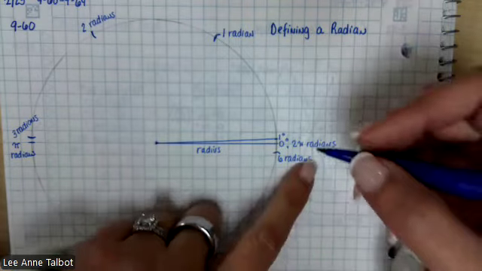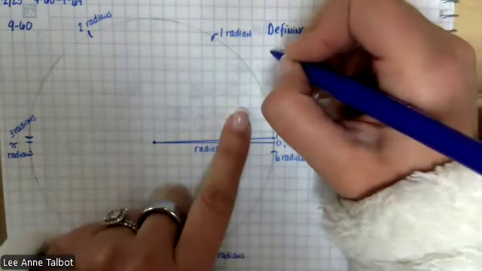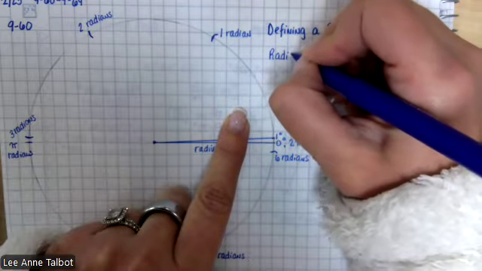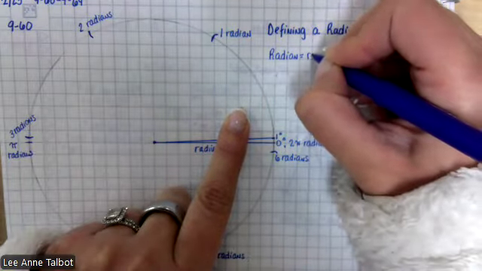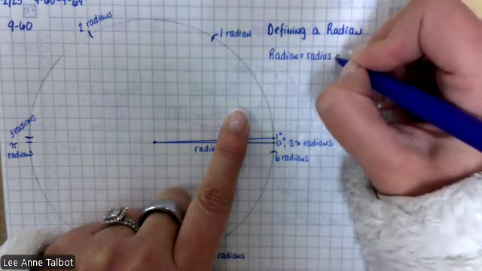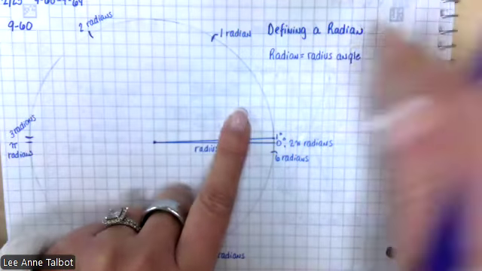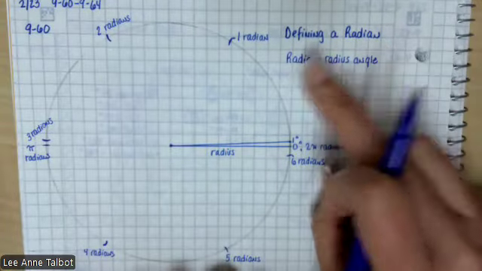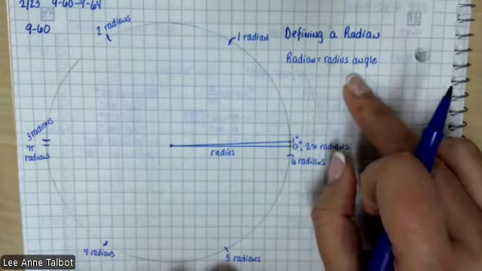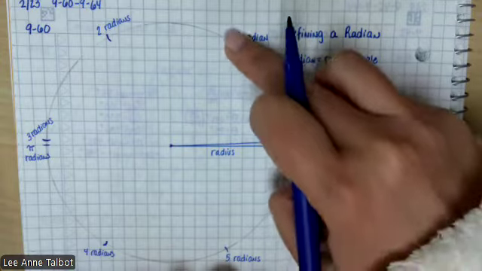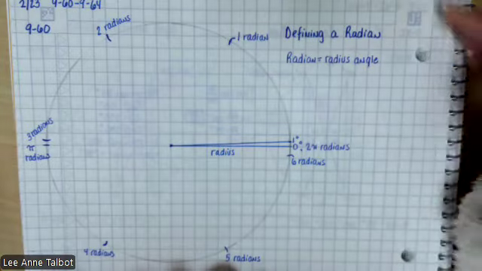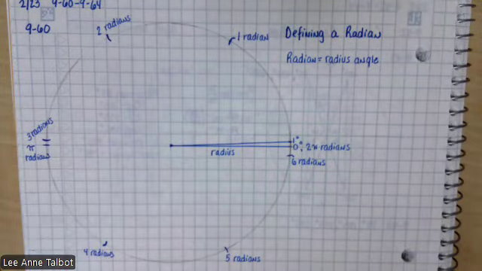Okay. And the last thing I want to do right here is just to remind you, radian equals radius angle. That's where the word radian comes from. It's the angle that you get when you put the radius of the circle along the edge.